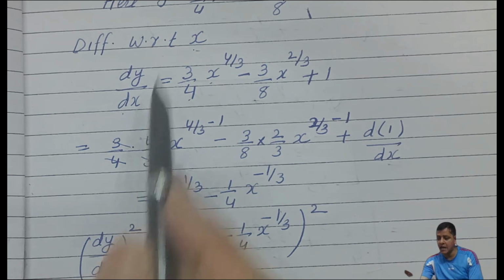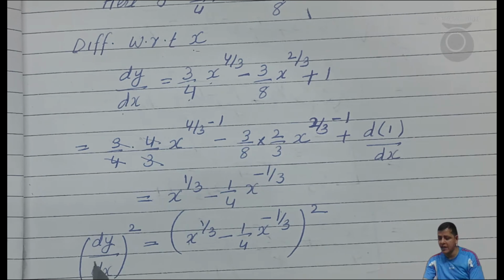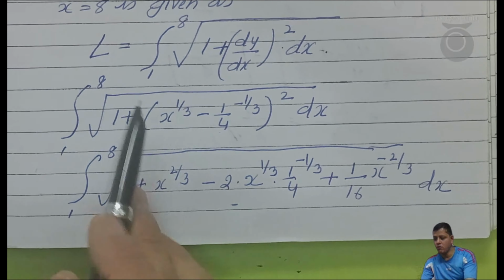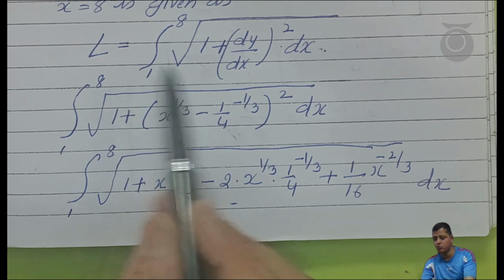But this is in dy by dx form, so you need the square form as per the question. So that's why you square both the sides so that you get the value of the square. And now you apply what you got in your equation. So you had this equation earlier. I have shown you the same equation. You have to have this one.